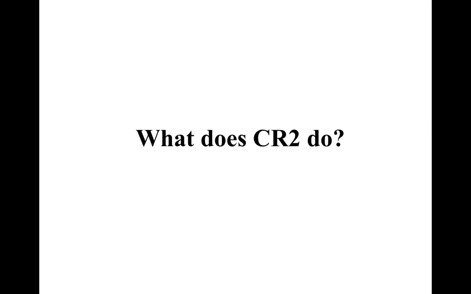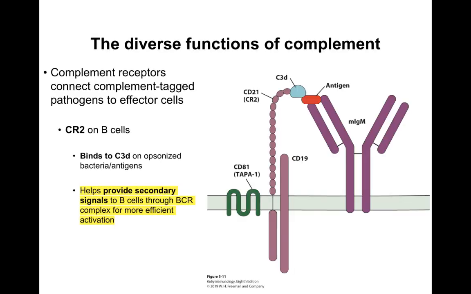What does CR2 do? That's a complement receptor. It's also called CD21, and it's on the surface of the B cell, and it can bind to complement protein C3d. When C3d is bound to an antigen, and that antigen is bound to the B cell receptor, this can help give a signal to that B cell to help activate it a bit better.